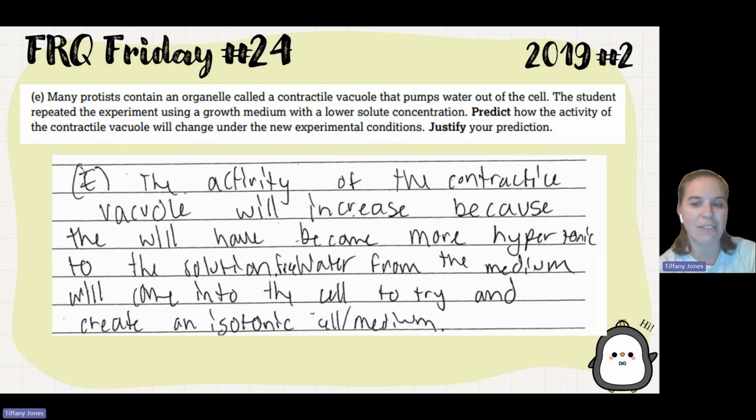So the student said the activity of the contractile vacuole will increase because the cell will have become more hypertonic to the solution. Water from the media will come into the cell to try and create an isotonic media.